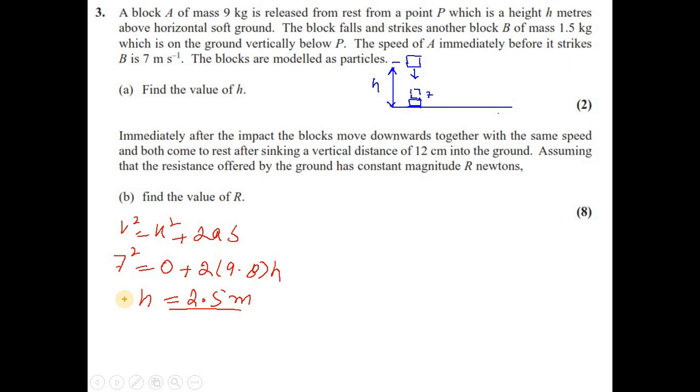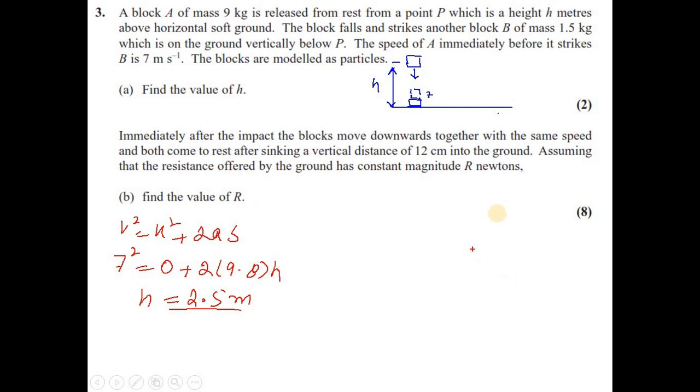Immediately after the impact, the block B moves downward together with the same speed, and both come to rest after sinking a vertical distance of 12 centimeters into the ground. Assuming that the resistance offered by the ground has a constant magnitude R newtons, find the value of R.